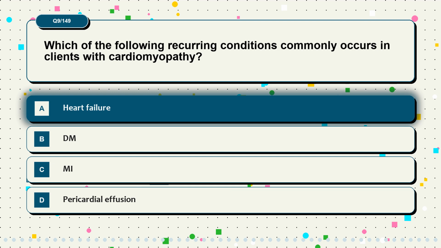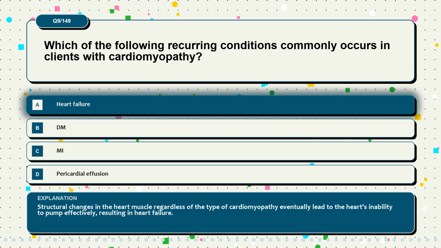The correct answer is option A, heart failure. Structural changes in the heart muscle, regardless of the type of cardiomyopathy, eventually lead to the heart's inability to pump effectively, resulting in heart failure.